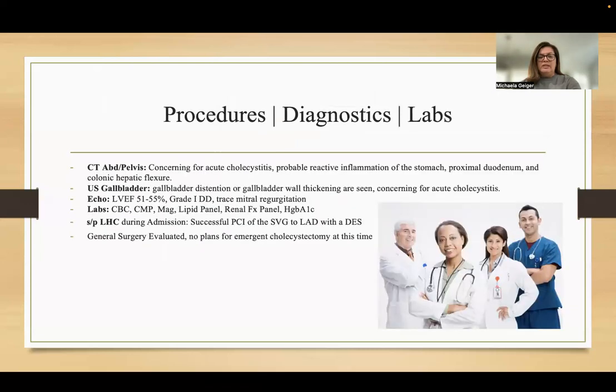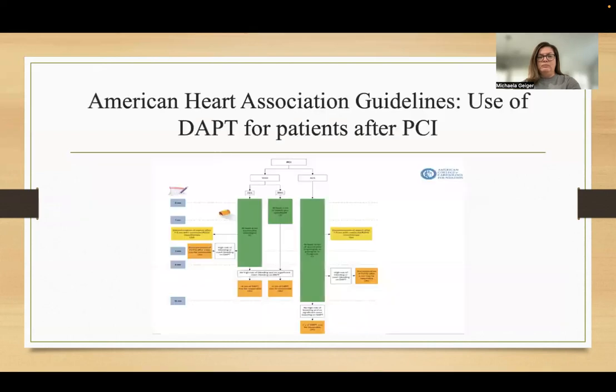His procedures, diagnostics, and labs. Of course, we talked about his CT of the abdomen and pelvis, which was concerning for acute cholecystitis. He had the ultrasound of the gallbladder, which also had concern for acute cholecystitis. He had his echocardiogram and labs, which included the CBC, CMP, MAG, lipid profile, renal function panel, and a hemoglobin A1C. He did undergo a left heart cath during this admission. He had successful PCI of the SVG to the LAD with a drug-eluting stent. General surgery evaluated and had no plans for emergent cholecystectomy at this time.